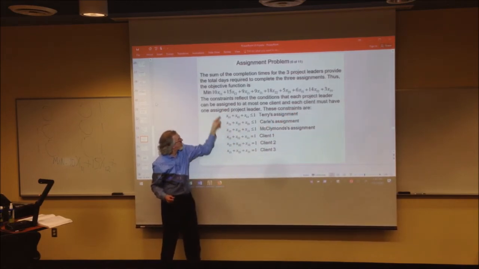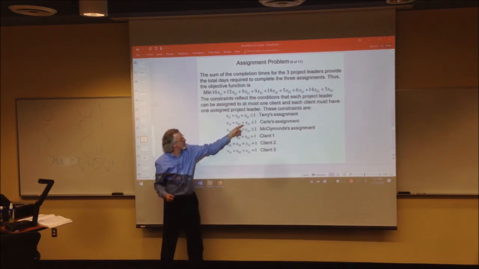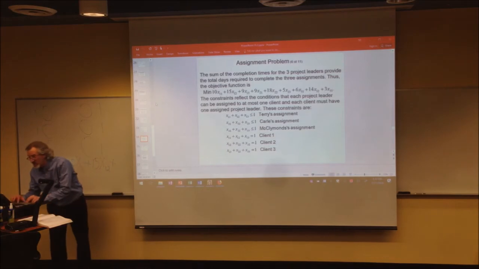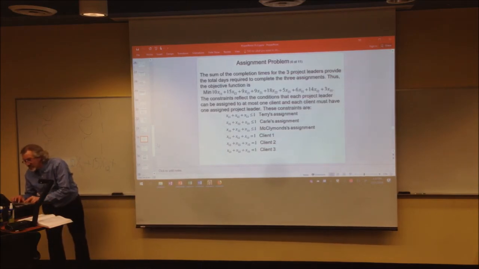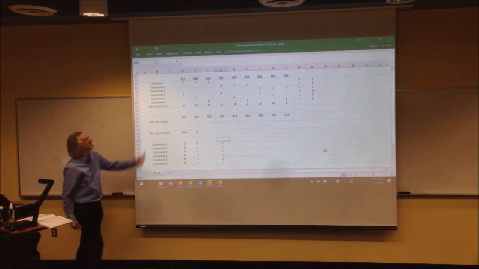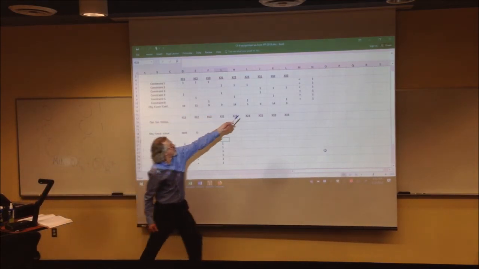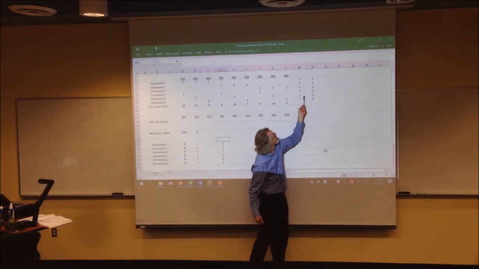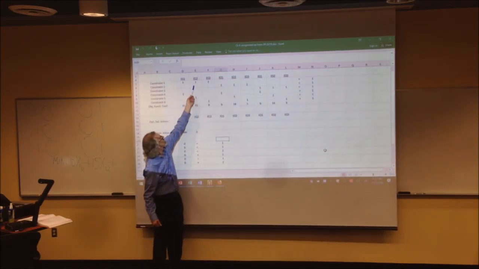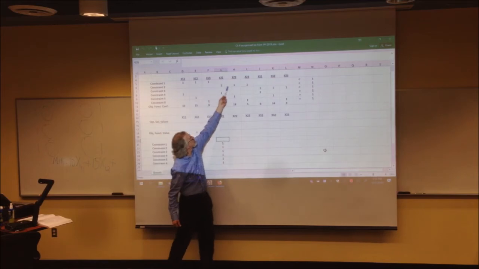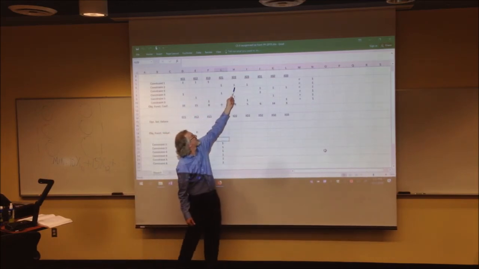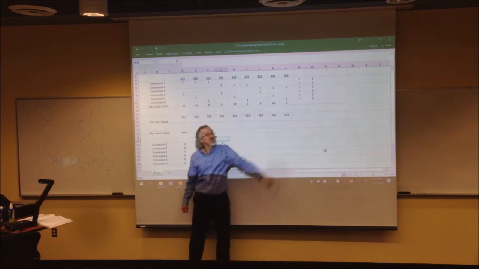Find x21, put a 1, 1, 1. Less than or equal to 1. That's exactly what Excel is going to look like when you set this up. There are all 9 variables. Here's our less than or equal to 1, the top 3. Here's our equal to 1. And x11 plus x12 plus x13, there's nothing else there, less than or equal to 1. x21 plus x22 plus x23, less than or equal to 1.